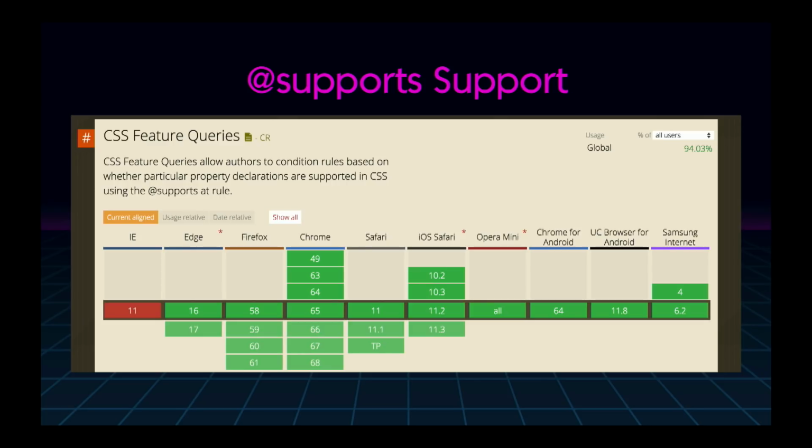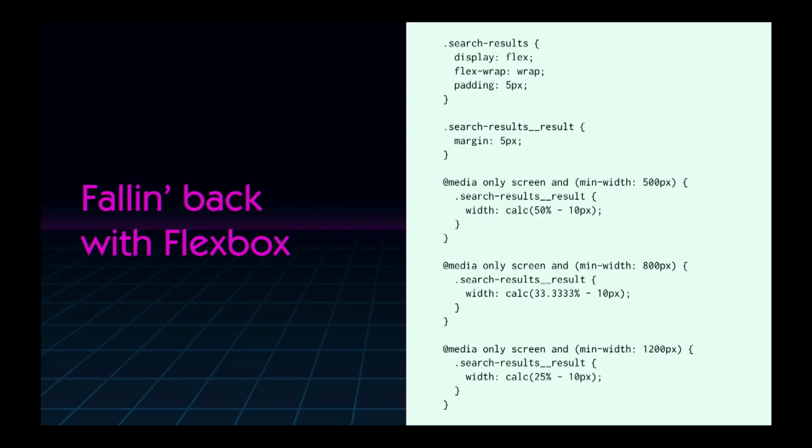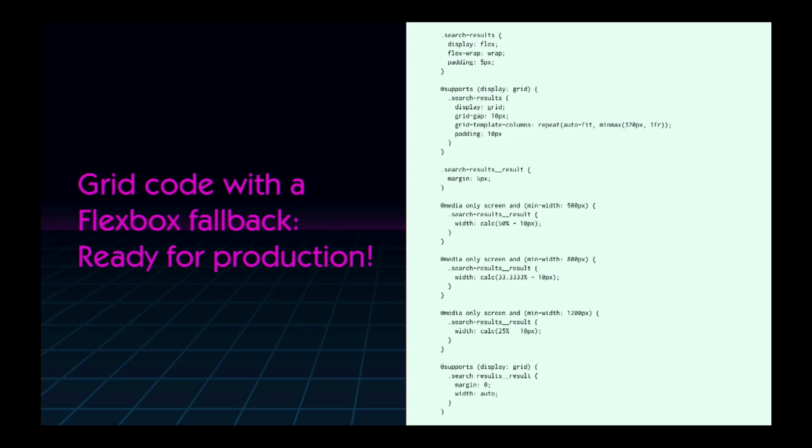So again, our little friend IE doesn't support a feature query, but that's OK, because we'll write our fallback, which is just whatever we would have done before Grid. In this case, I'm just using Flexbox. And I know this is small, but I just have at the top my fallback, which is the Flexbox, and then right underneath I have my feature query with Grid, and then that's it.